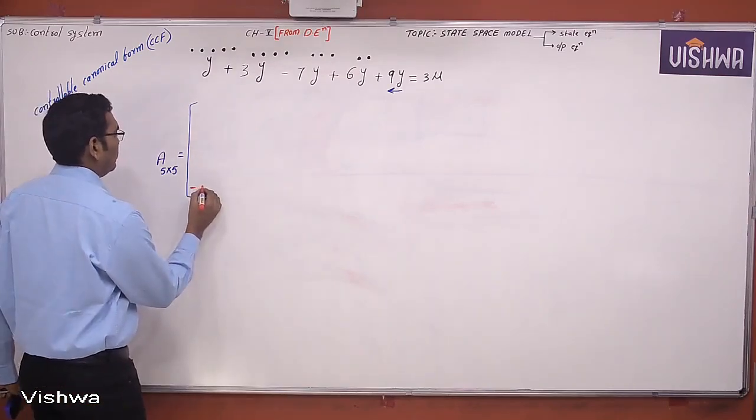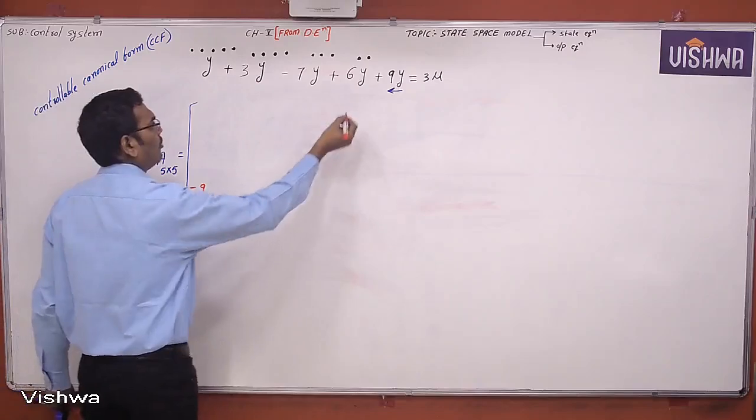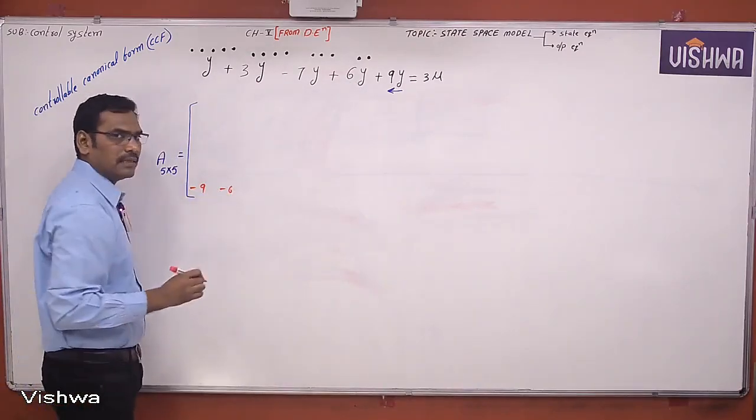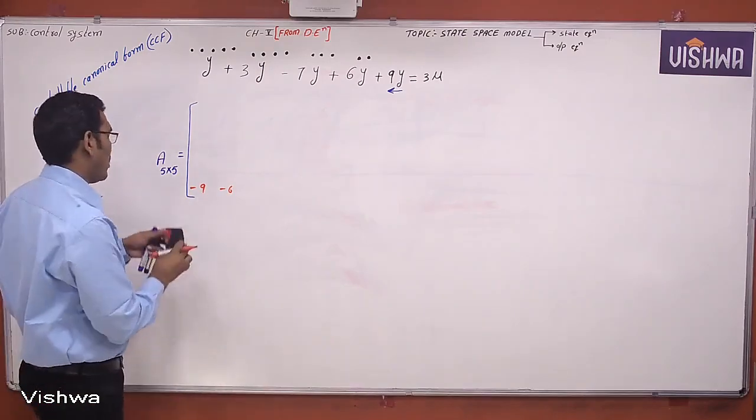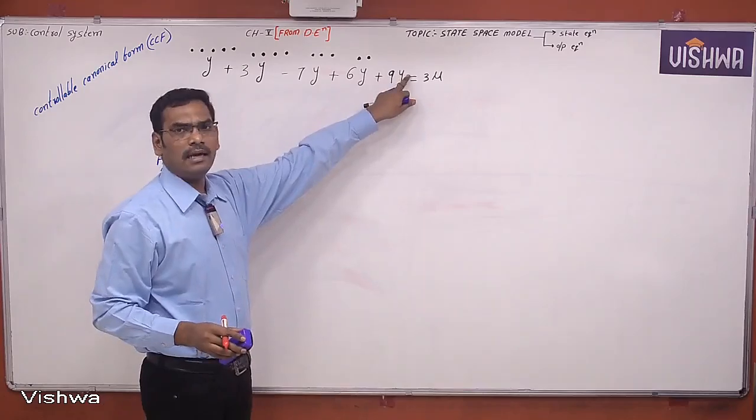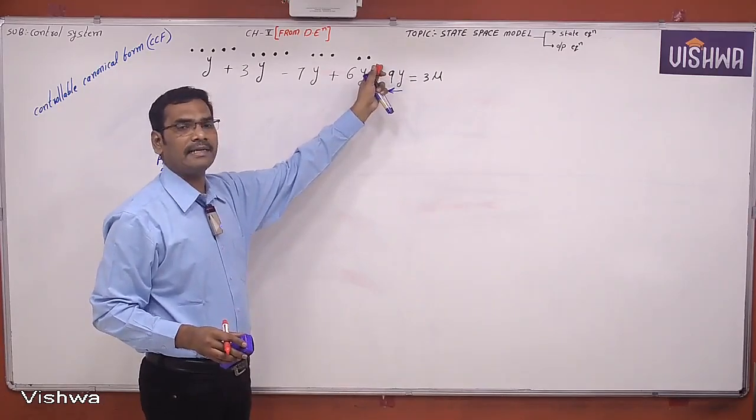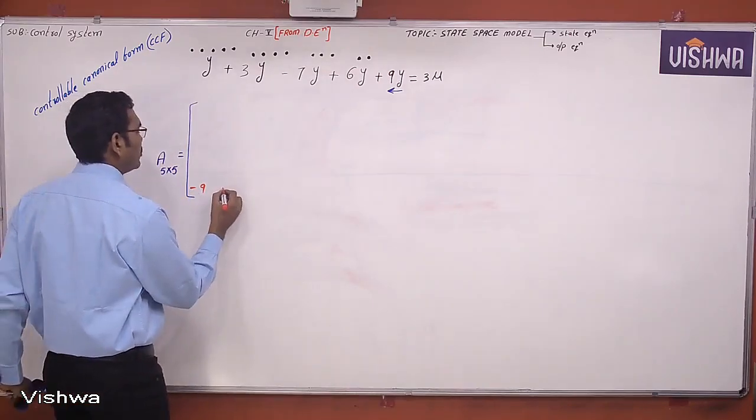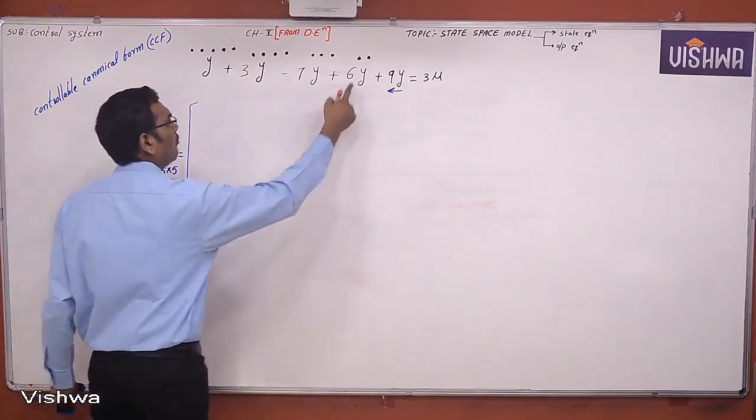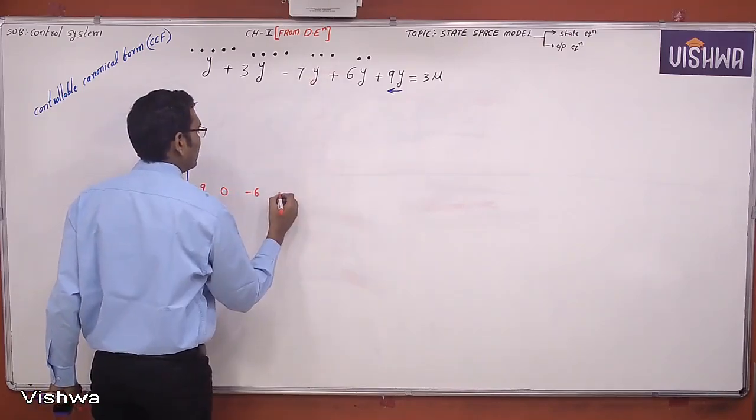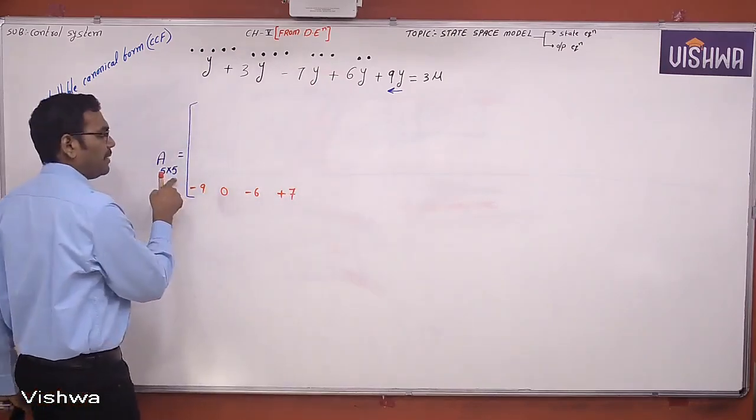Minus 9. Now plus 6 means minus 6. Most of the students are writing like minus 6, which is a wrong approach, wrong. Now see here, this is y. After y, we require y dash. What is y dash? There is no y dash here. If there is no y dash, what should you write? 0. Y double dash plus 6 means minus 6. Y triple dash minus 7 means plus 7. 5 by 5 matrix. Okay.